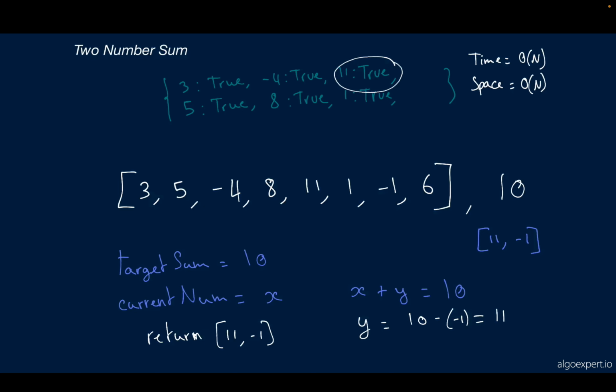And so here we saw that we went all the way to this -1, which was the before last number in our array. So we did store a bunch of values, nearing n values in our hash table. So the space complexity is going to be O of n.